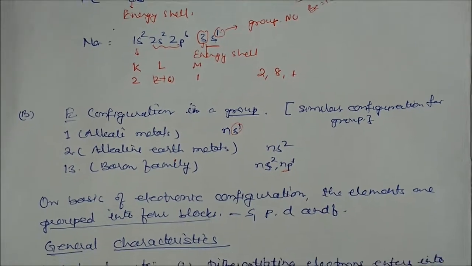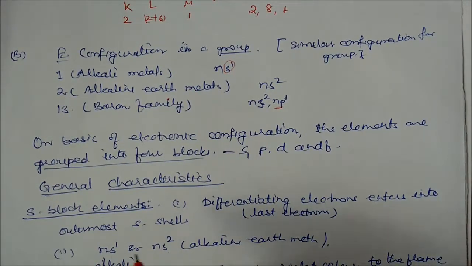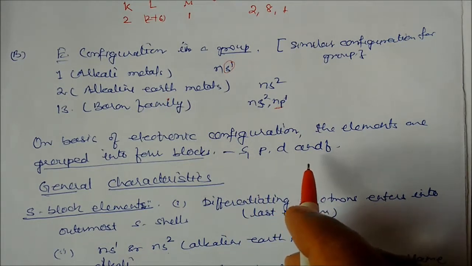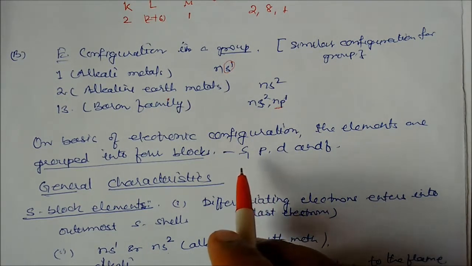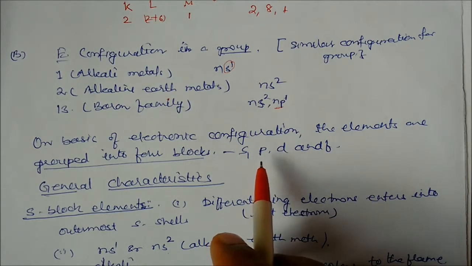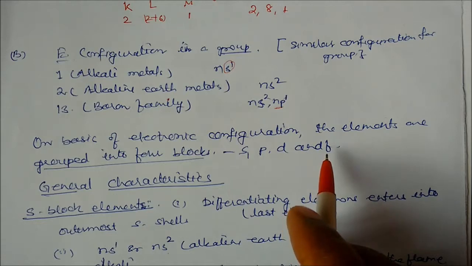So on the basis of electronic configuration, the elements are grouped into four blocks. These blocks are S, P, D and F blocks. They are named after the orbitals. If the last electron enters the s orbital, it is called the S block. If the electron enters the p orbital, it is called the P block. If the electron enters the d orbital, it is called the D block. Likewise, the F block.